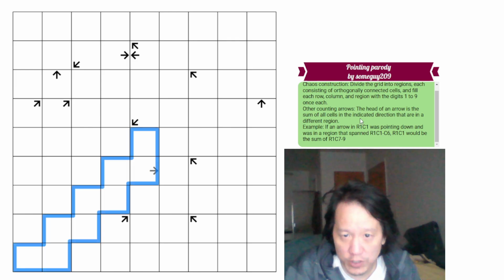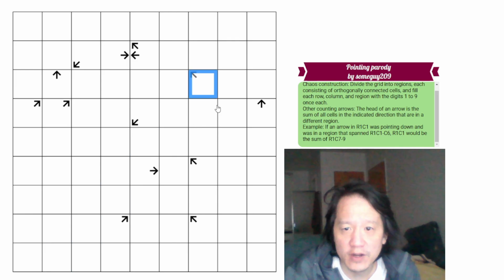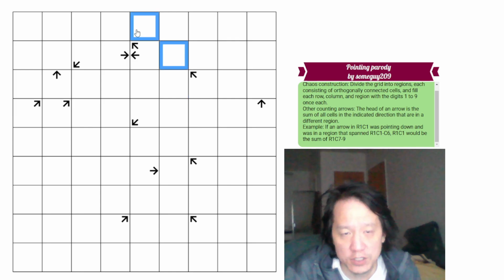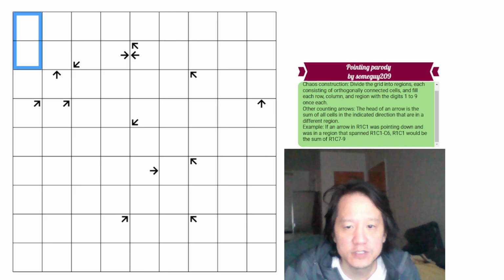So that's chaos construction. Other rule: counting arrows. The head of an arrow is the sum of all cells in the indicated direction that are in a different region. So they must be in a different region to count toward this sum. Example, if an arrow in row 1, column 1 was pointing down, say there was some arrow pointing down here.